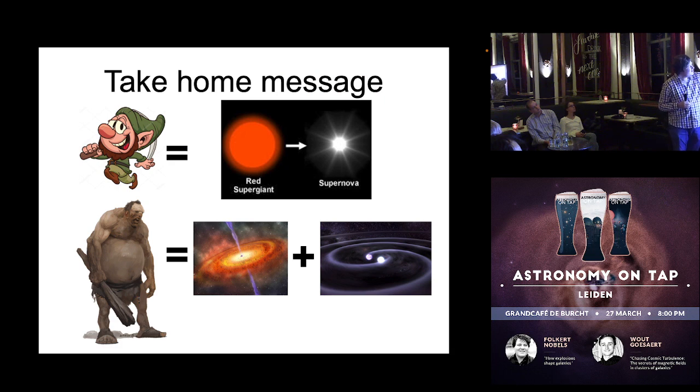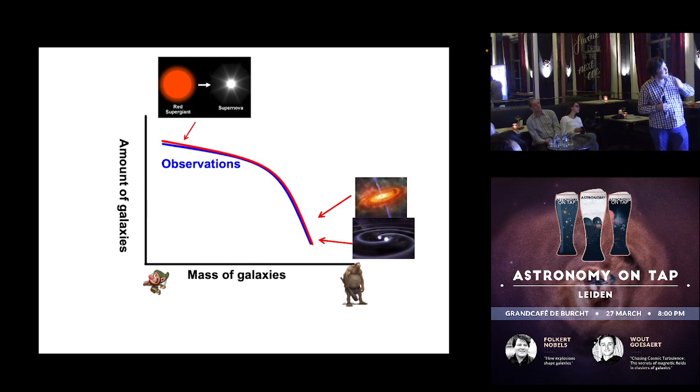So the take home message is as follows. If you have these small dwarf galaxies, they're influenced by explosions of the big stars that produce core collapse supernovae. And if you look at the giant galaxies, they're mainly influenced by the supermassive black hole and also by these old binary stars that merge. And to summarize this in the same figure, it looks like this: you have the massive stars exploding, and then you have the supermassive black hole and the binary old stars.